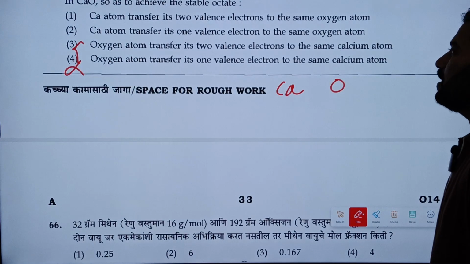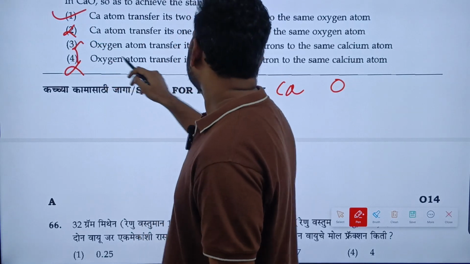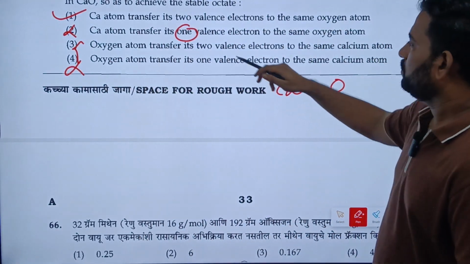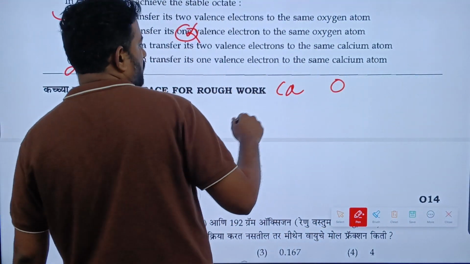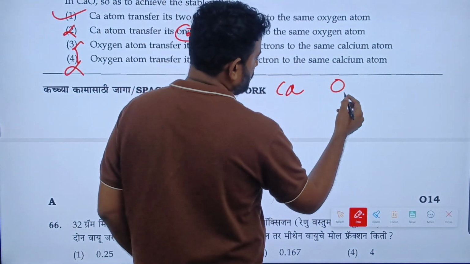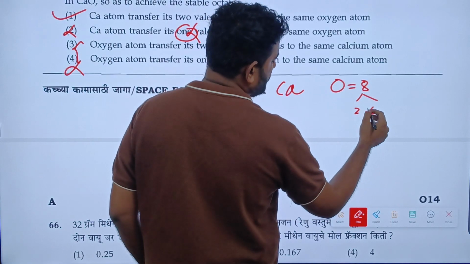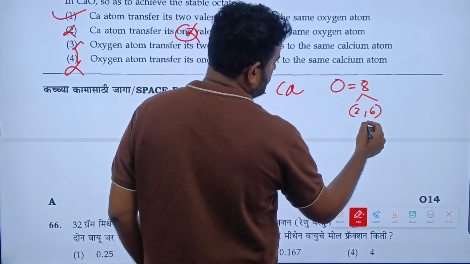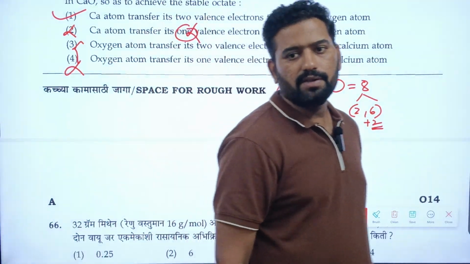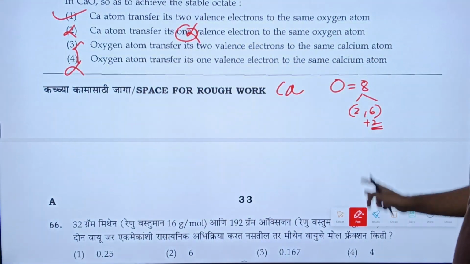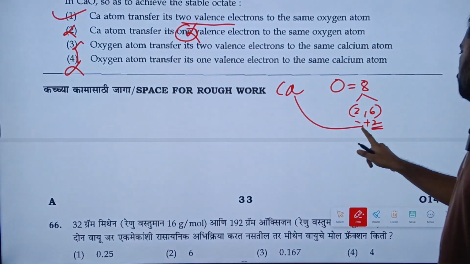Ca atom transfers 2 valence electron to the same oxygen atom. One valence electron is wrong because oxygen has atomic number 8, electronic configuration 2 and 6. So 2 electrons are required to complete the octet for oxygen. Ca atom transfers 2 valence electron.